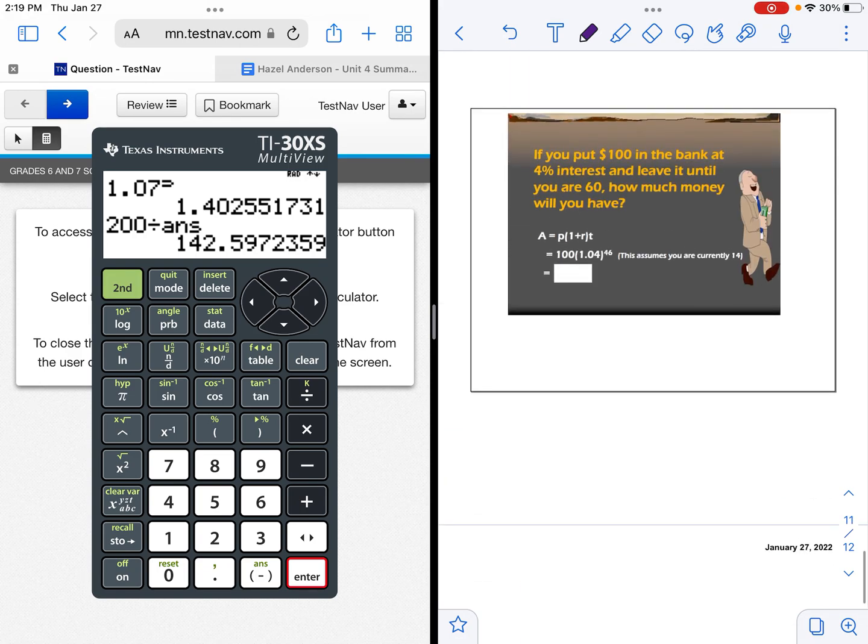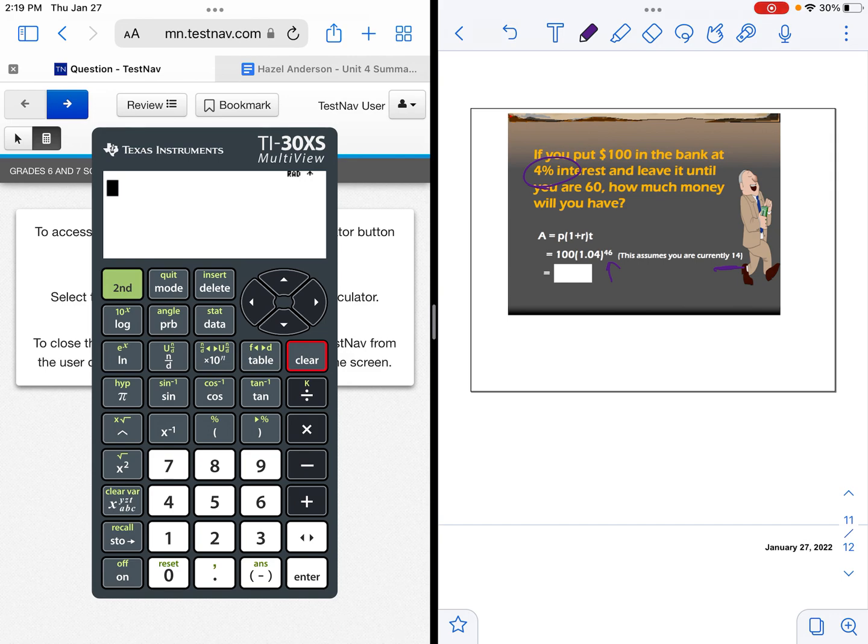Yep. We're going to move that around again. So if you put 100 in a bank at 4% interest and leave it until you are 60, how much money will you have? And this 46 right here assumes you're currently 14. So we kind of made your age up just because. So I put in my 100. There's the 1. I changed this 4% to 0.04, and I raised it to the 46.